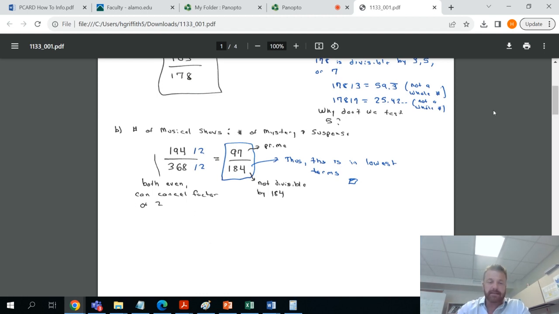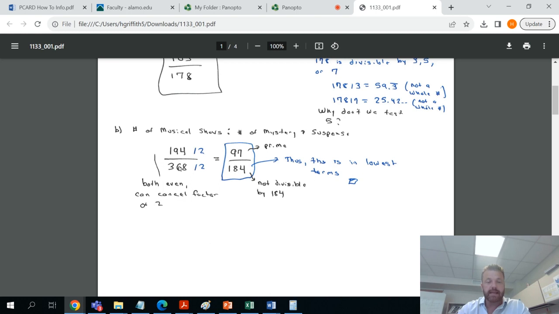So part B of this asked us to write the ratio of the number of individuals that preferred musical shows to the number that preferred mystery and suspense. If you go back to your pie chart, you'll see that the number that preferred musical shows was 194 individuals. The number that preferred mystery and suspense was 368.